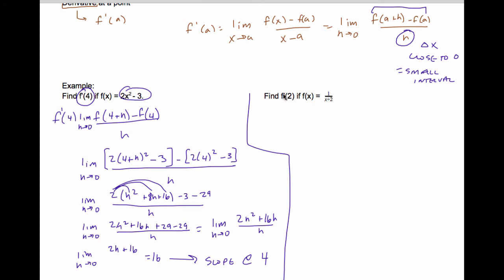I want to make a quick change here. I don't want you to evaluate it at 2. I want you to find the derivative at 1. So, the derivative at 1 of 1 over x plus 2. Try this, do it. When you come back, I'm going to give you the solution.